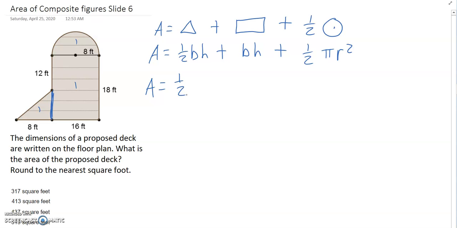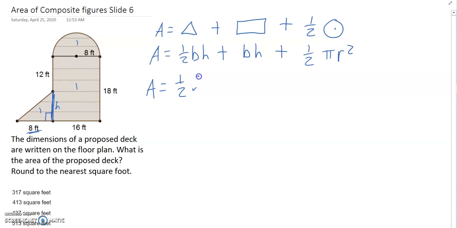So let's start with the triangle. I need a base and a height of the triangle. Well, the base, we could use this piece right here, and then we would need to know the height of the triangle, this piece over here. So the base is 8, and the height, how do we figure that out? Well, if this whole length is 18, and this length is 12 on the opposite side of that rectangle, that means there's 6 feet left over for the height. So I know 18 minus 12 is 6. The height of that triangle has to be 6.